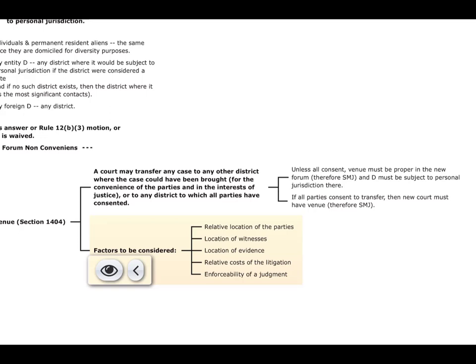And then, even if we found the correct domicile for Don's, which I don't think we would because they're not subject to personal jurisdiction, the court would look at factors like the relative location of the parties, the location of the witnesses, the location of the evidence, relative costs, all of those factors. All of that is what I need to analyze to look at transfer of venue.